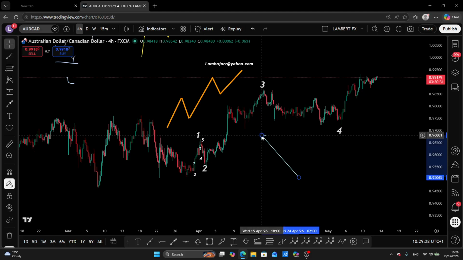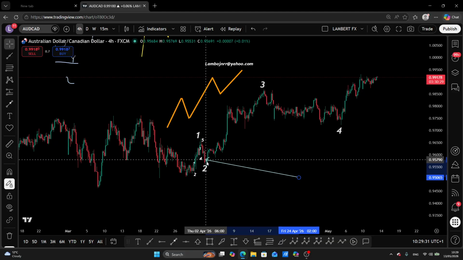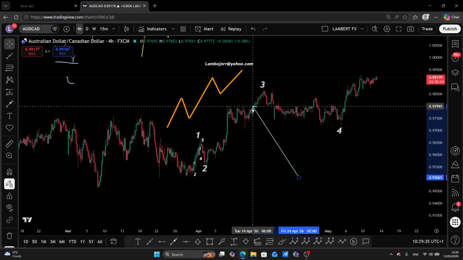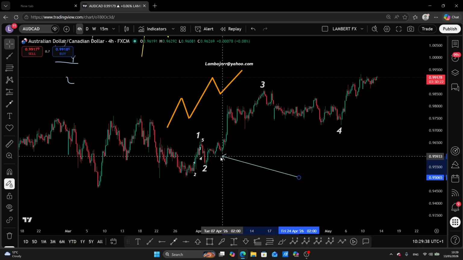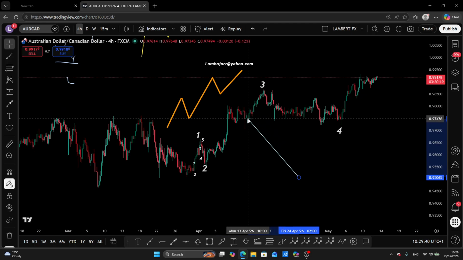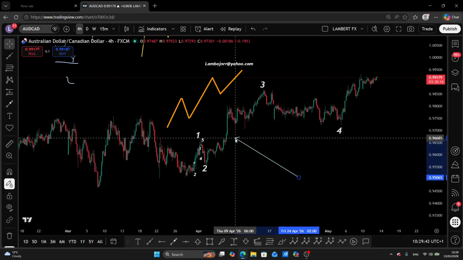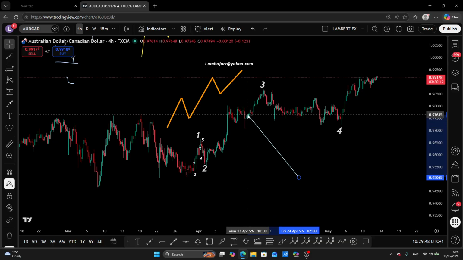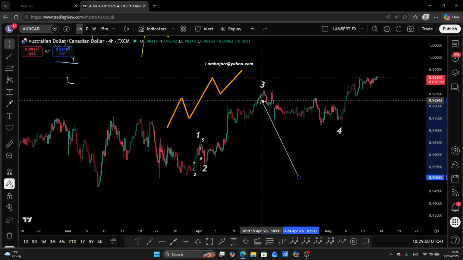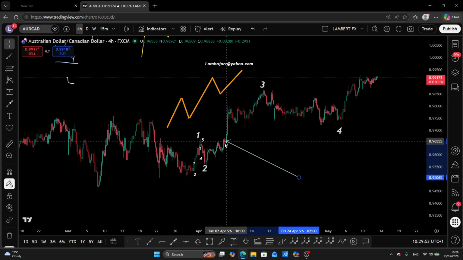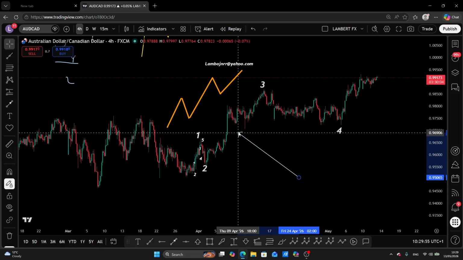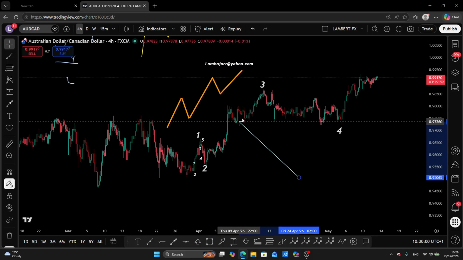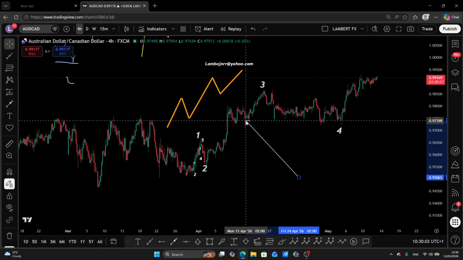Last video we spoke about leg 2, and this video is to talk about leg 3. Like I said, leg 3 is the largest wave. This leg has to have 5 legs up to make it a 3. If this wave is not 5 legs, then it is not wave 3. So wave 3 has to be in 5 legs.